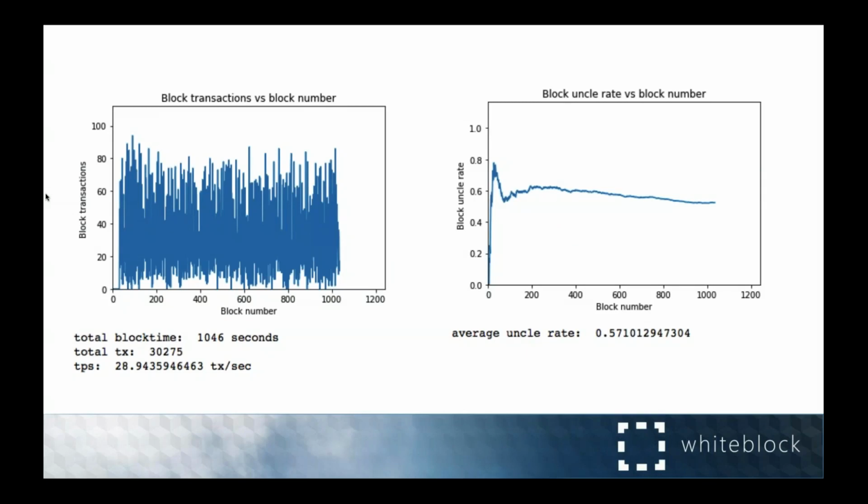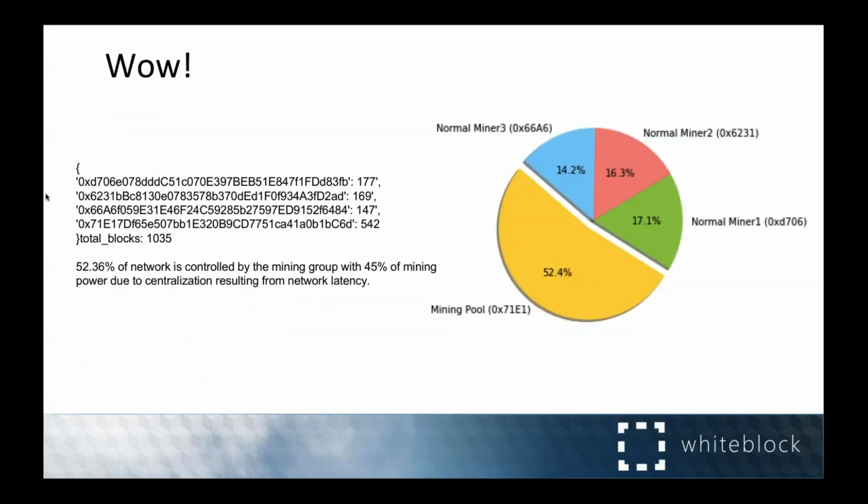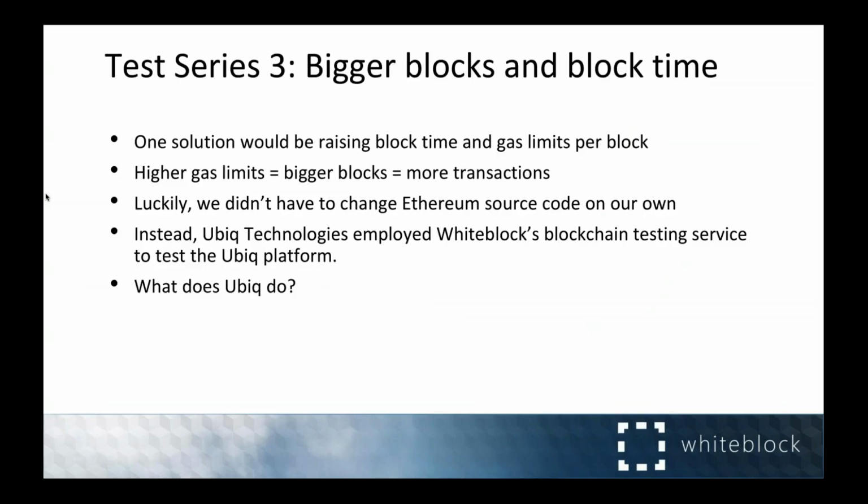Our uncle rate was 57%. So at the end of it, we could see that the super miner controlled 52% of the network with 45% of the hashing power due to the centralization resulting from network latency. So that 45% is less than 51%. I think that validated our hypothesis right there. And this was just a very basic test.